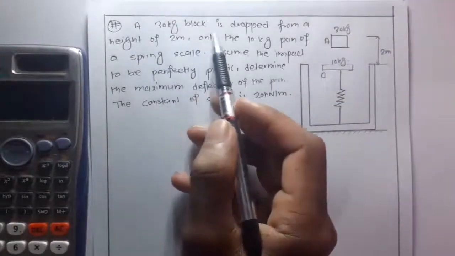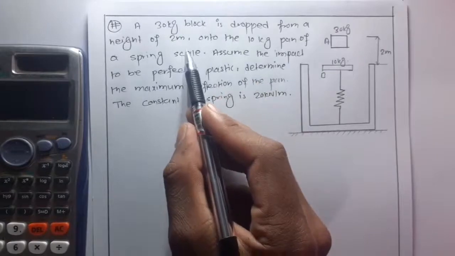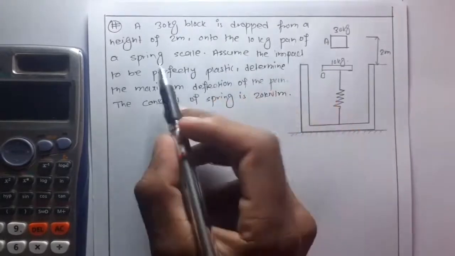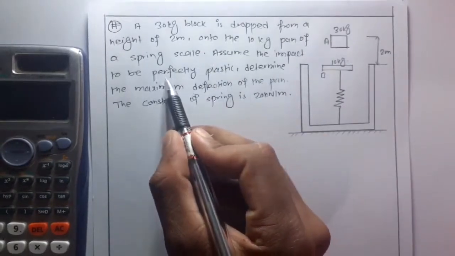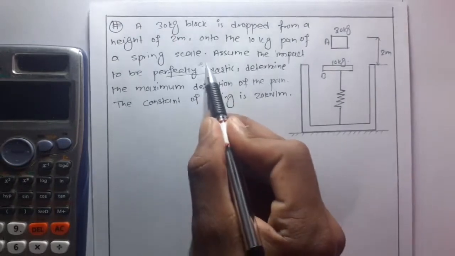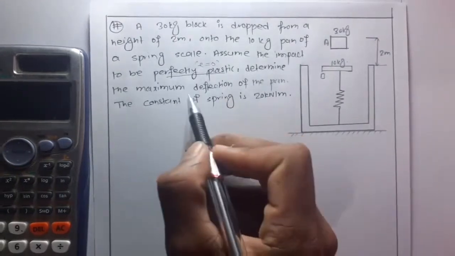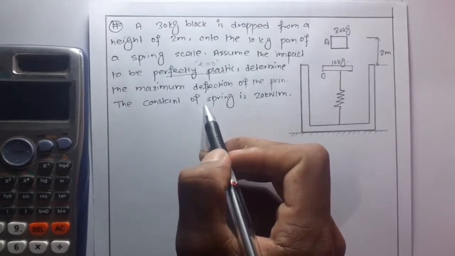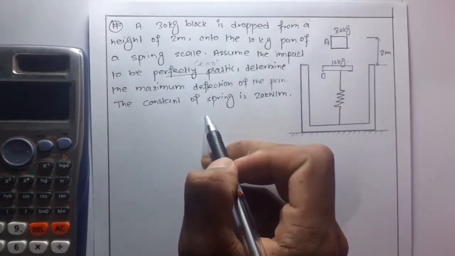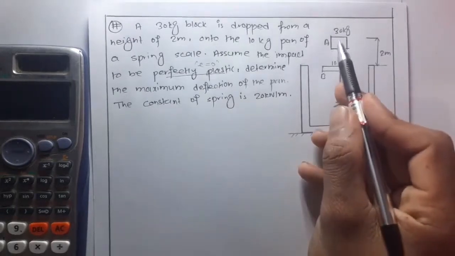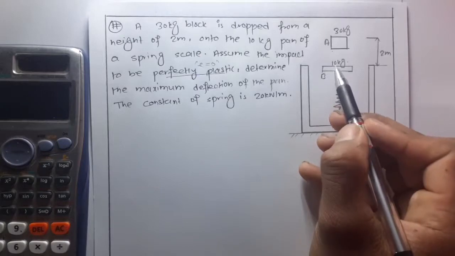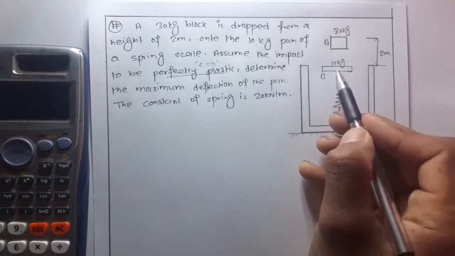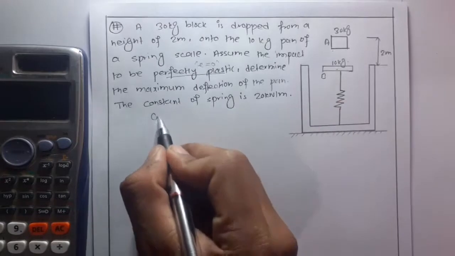The question is: a 30 kg block is dropped from a height of 2 meters onto the 10 kg pan of a spring scale. Assume the impact to be perfectly plastic, that means e is equal to 0. Determine the maximum deflection of the pan. The spring constant is given as 20 kilonewton per meter. So we have to calculate the maximum deflection of this pan.